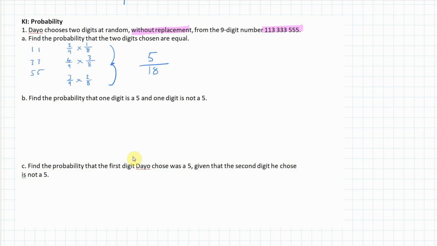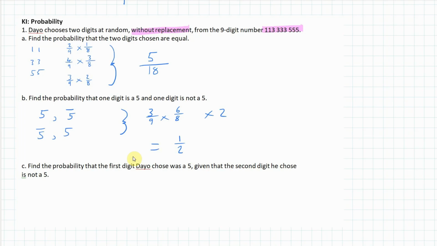Find the probability that 1 digit is a 5 and 1 digit is not a 5. So you could get 5, and then you could get not 5, or you could get not 5 and then 5. So the way we show this is we could just go 5, which is 3/9 chance. Then the second pick will be not 5, which is 6 out of 8. And then we just multiply it by 2 to represent the 2 different ways we could do that. And that is giving me a chance of 1/2.